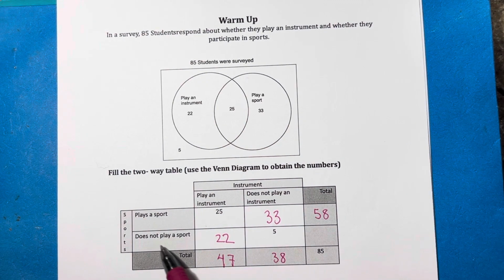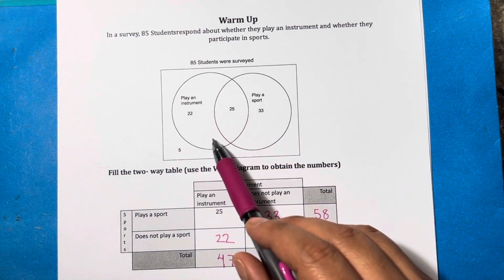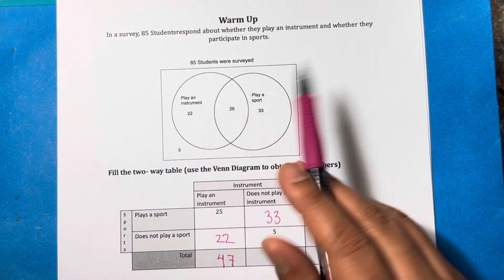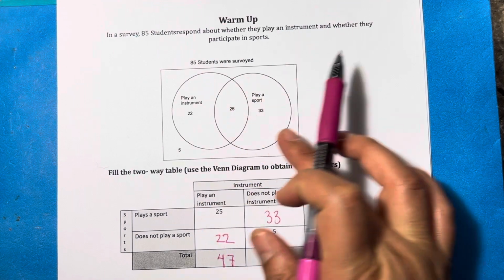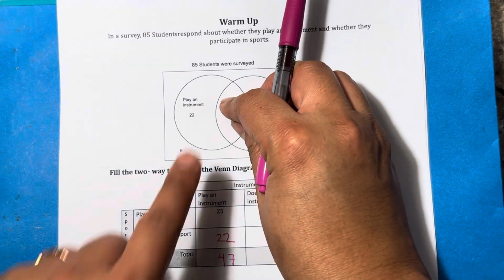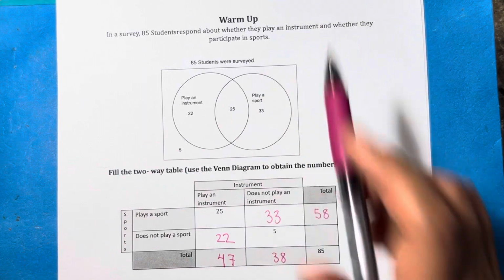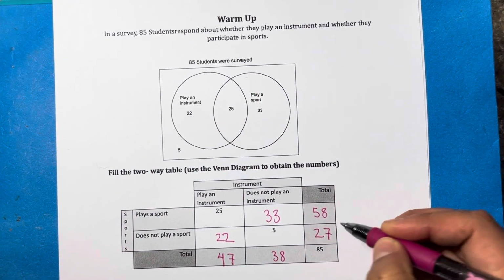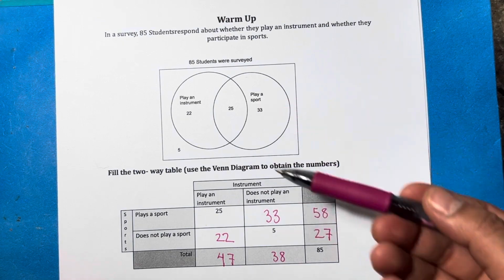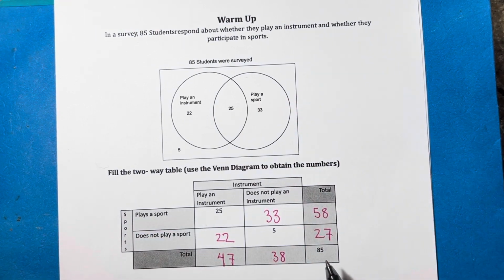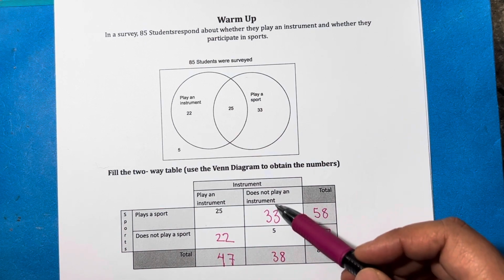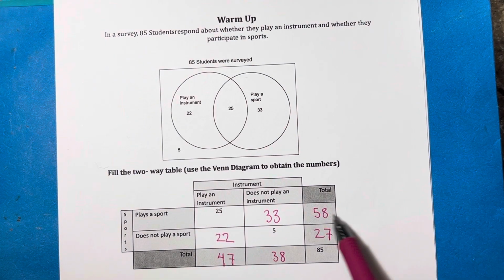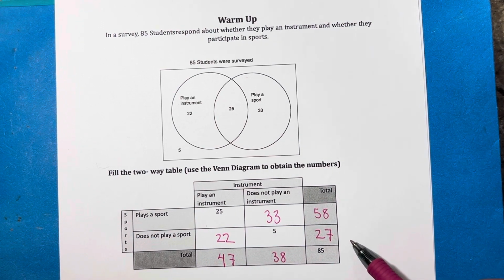For this row, it says does not play a sport. That includes these 22 students, right? Does not play a sport. So not those, but that means the 22 and the 5, or you can just add 22 plus 5 is 27. So I'm going back and forth so that you can see the relationship, but in reality, you can just figure out these two and then just add down for the columns and add horizontally for the rows.